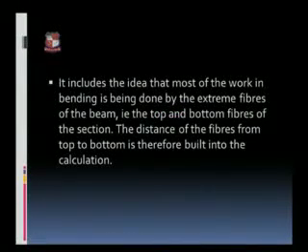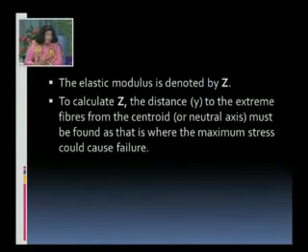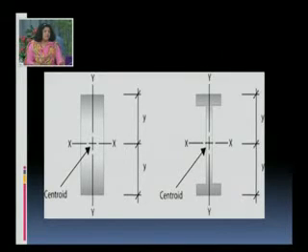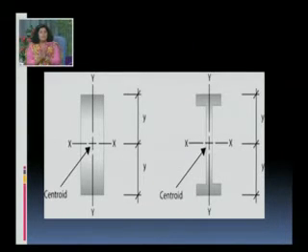Okay, so that is what we have to consider. The section modulus is denoted by Z. To calculate Z, the distance y to the extreme fiber from the centroid must be found out, as that is where the maximum stress could cause failure. So we have to first calculate the value of y, and y is nothing but the distance of the extreme fiber with respect to the neutral axis. I have taken a very simple problem, one of a rectangular section which I have shown already in this diagram, and the second is of an I section. Right now, for both the sections, you can see what similarities there are in this particular section.